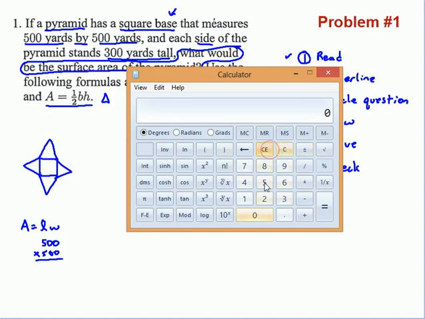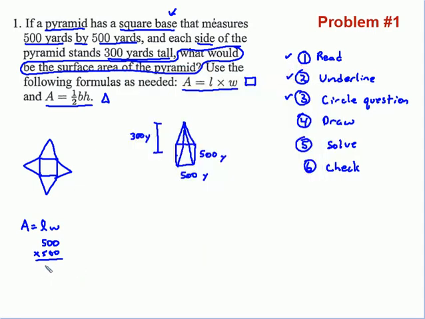We'll clear out what we had from before. 500 times 500 is equal to, I know what that is, 250,000. So that is going to be 250,000 yards, and it's going to be squared, right? Because we multiplied yards times yards. That is right here in the middle. So we know that this is going to be 250,000 yards squared.